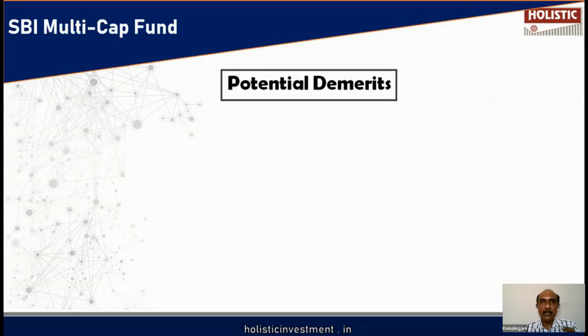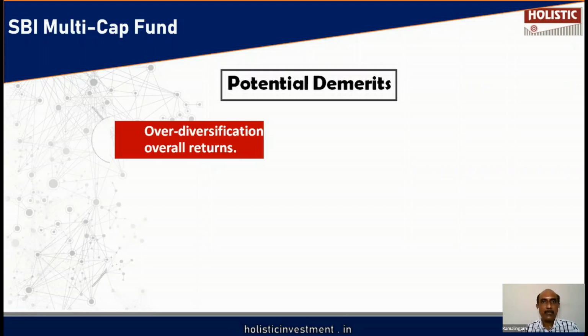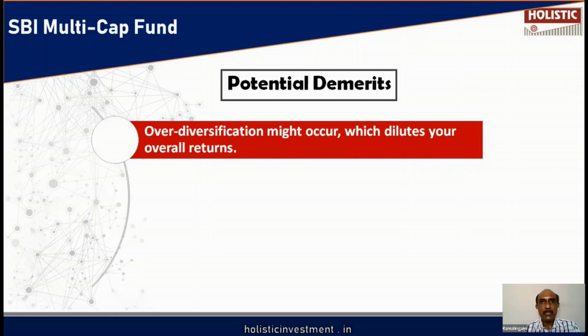We have seen the potential merits of this fund. Now is the time to look at the potential demerits of this fund. Because they are investing in large, mid, and small, this fund may over-diversify into a larger number of stocks. Because of that, instead of just diversification, it can over-diversify, which can lead to dilution of overall returns.